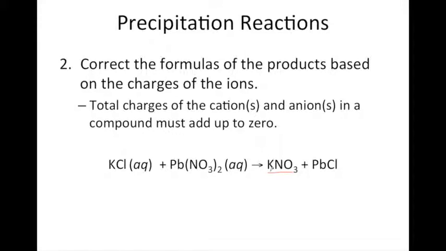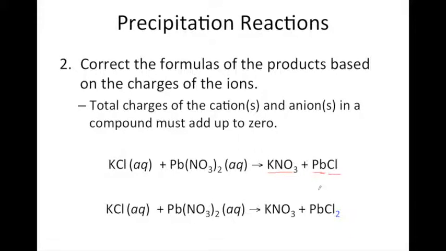The potassium's a +1 and the nitrate's a -1, so these will combine at a 1-to-1 ratio. The lead has a +2 charge and the chloride a -1. So we have to add another chloride to pair up with our lead 2. Now in the second step, we pair them up based on charges, or we write the correct formula for each of our products.